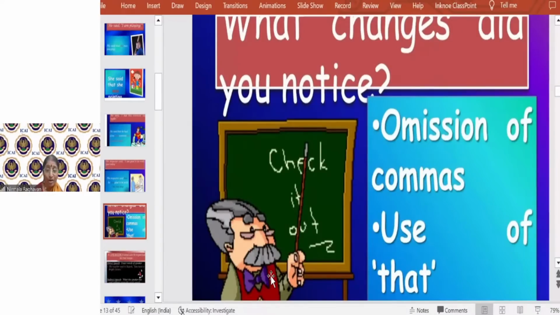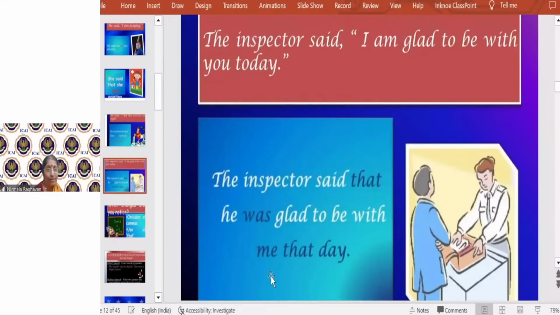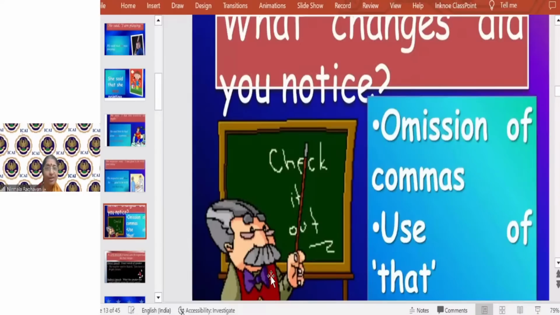Okay. What changes did you notice? So far, we've done 4 or 5 sentences. What changes did you notice? Now, look at this. The first is the omission of the inverted commas, the speech marks. Okay, that we changed. Then the use of "that" is important. So these two are the first changes. Count the number of changes we have and we'll see how you can go about it.